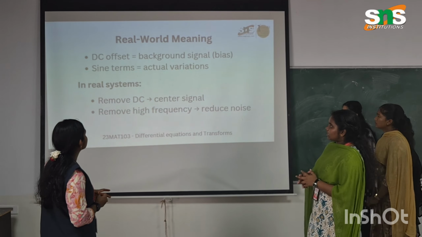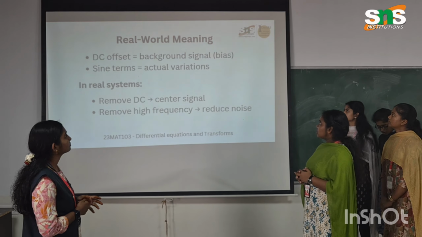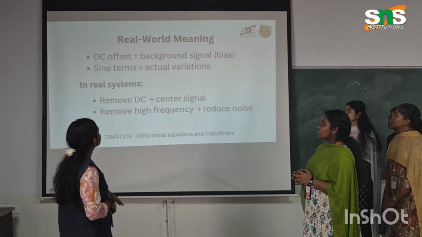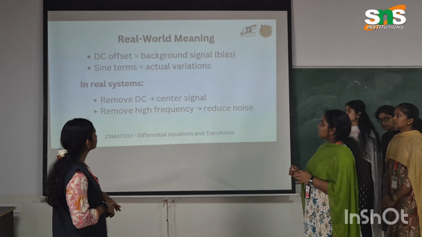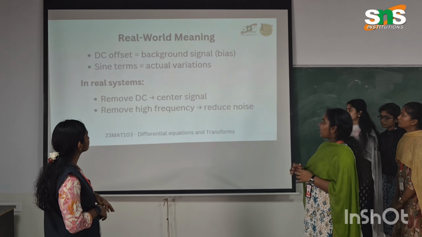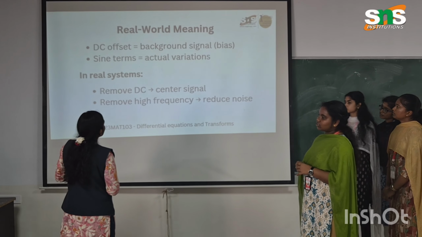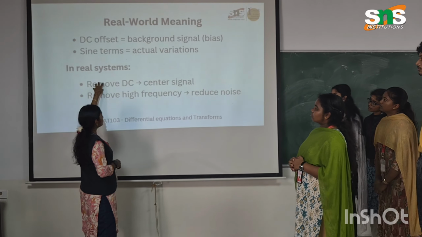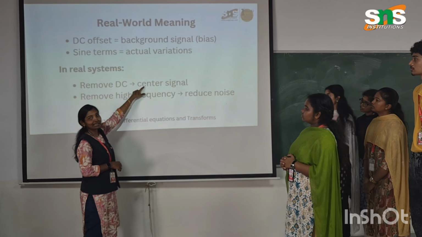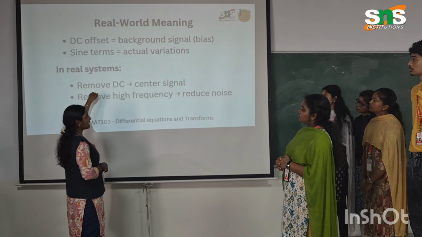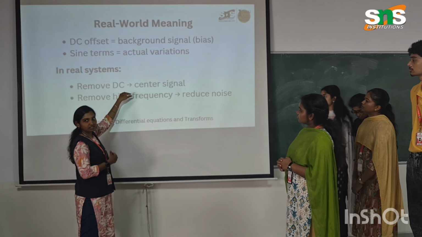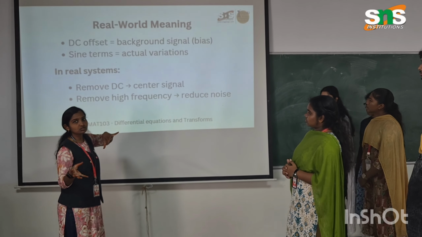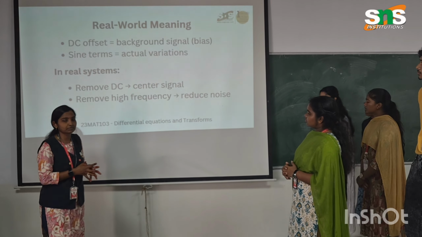Here is the real world meaning. DC offset is a background signal that is biased, and the sine terms are the actual variations. In real systems, it removes the DC component from the center signal and removes high frequency to reduce noise. So in real systems, the Fourier series removes the direct current signal from the center signal, and it also removes the higher frequency signal. From the higher frequency signal, the noise is extracted and reduced. That is what the Fourier series does.